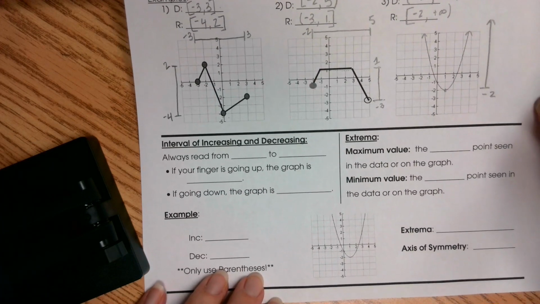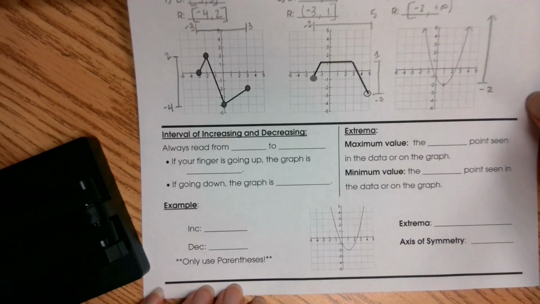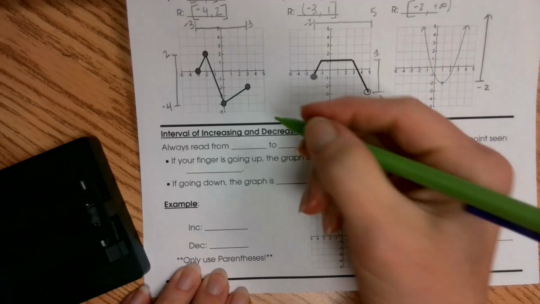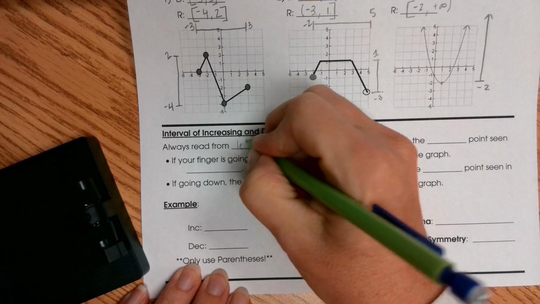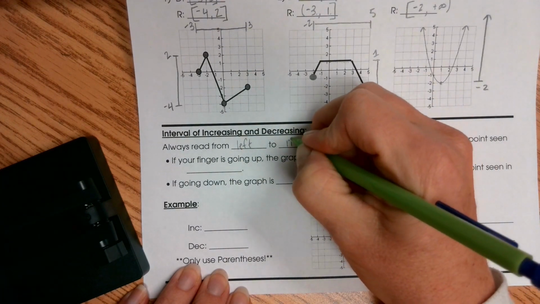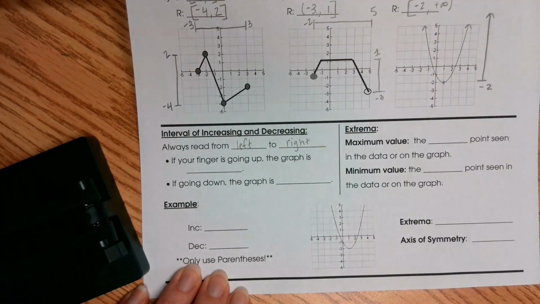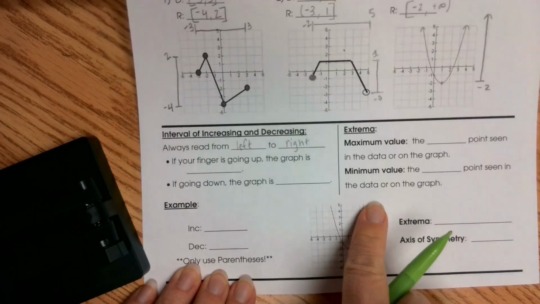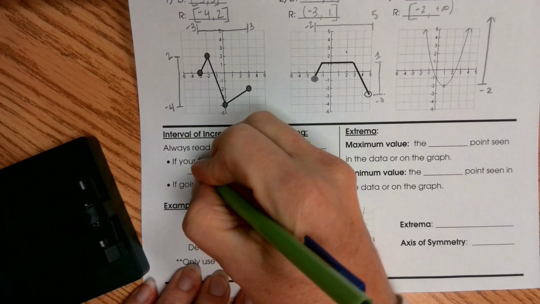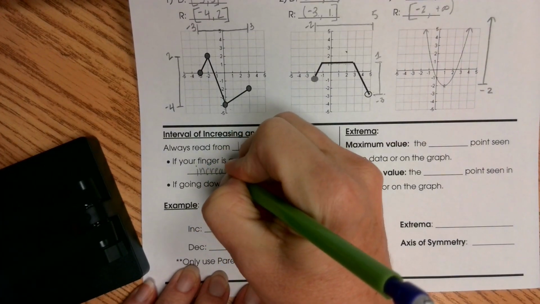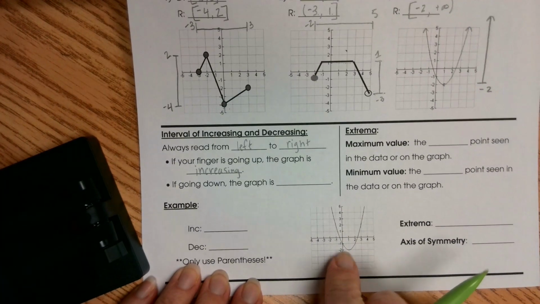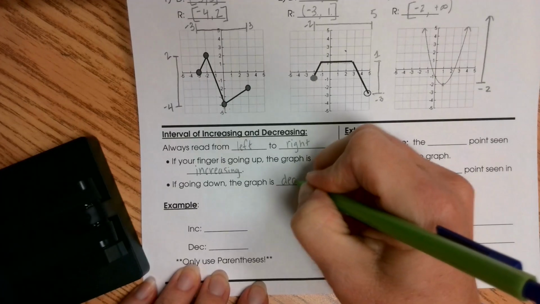All right, increase and decrease. We always read increase and decrease from left to right. If your finger is going up as you read it from left to right like a book, then the graph is increasing. If your graph is going down as you read it from left to right, then your graph is decreasing.